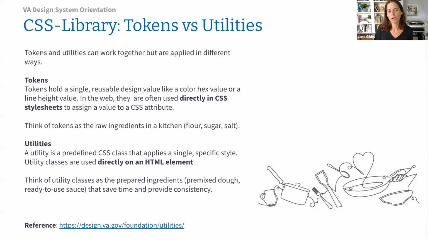Utilities, on the other hand, are going to be predefined CSS classes. And these are going to also provide a specific style, but they're also assigned to a specific CSS styling element. So these are used directly on an HTML element. They're not used in the style sheet. You can think of a utility class as sort of like the prepared ingredients. So if you have pre-mixed dough or ready-to-use sauce, it's going to save you time actually getting your page and your elements styled and provide consistency throughout.